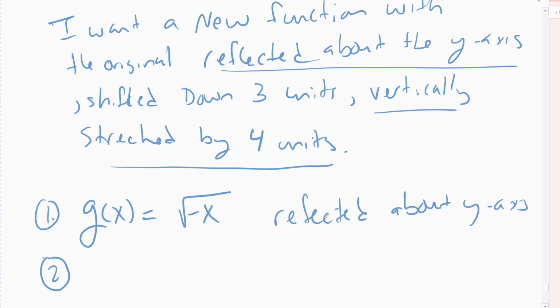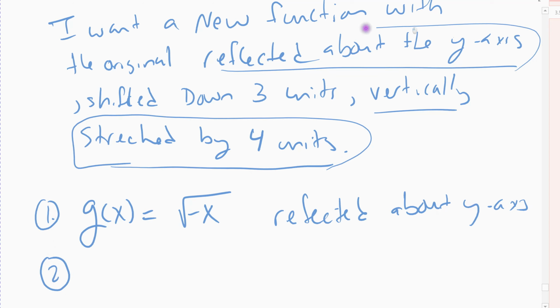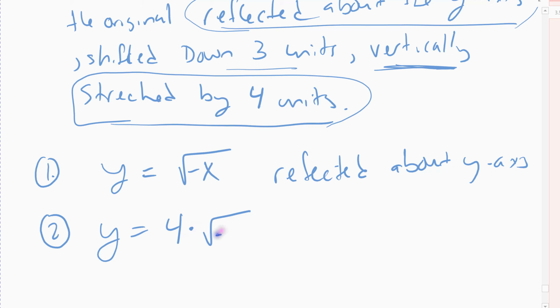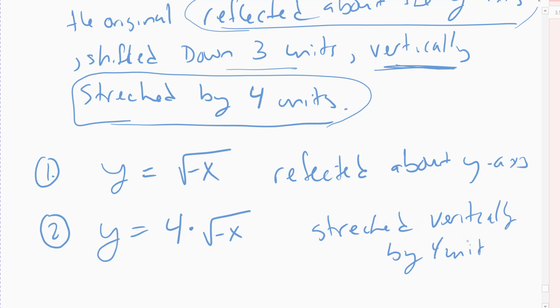All right, then 2, I'm actually going to do the stretch next, kind of follow my order of operations. I have to take care of reflection, stretch. The last thing you always take care of is vertical shifts, so I'll do my vertical shift last. Well, I want it to be stretched vertically by 4 units. That means all of my y values would be multiplied by 4. And so it's taking the function and multiplying it by 4. So I get the 4 outside of the function square root of negative x. And that would be stretched vertically by 4 units. Every single y value gets multiplied by 4.